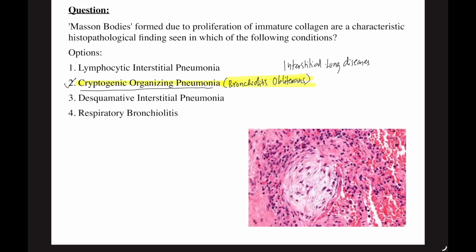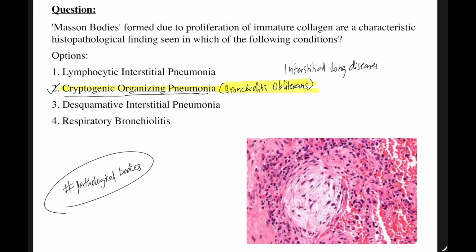pneumonia. So I think pathological bodies are still relevant even in the modern era, because you'd see one or two pathological bodies being asked in many entrance examinations.